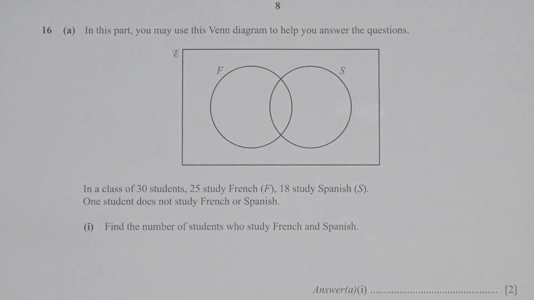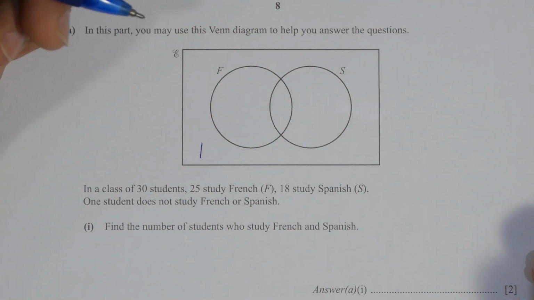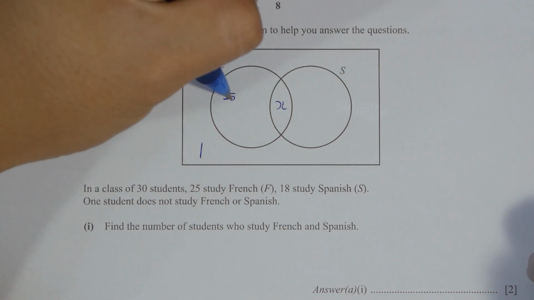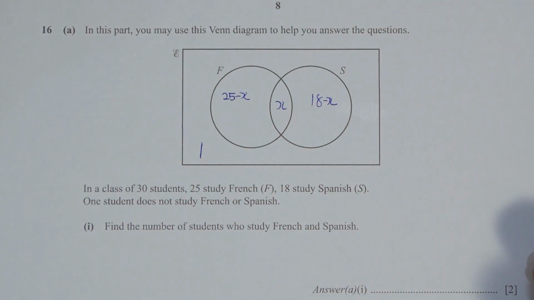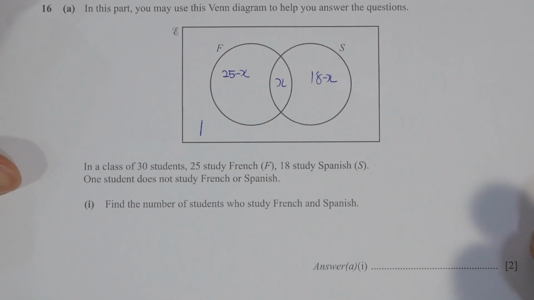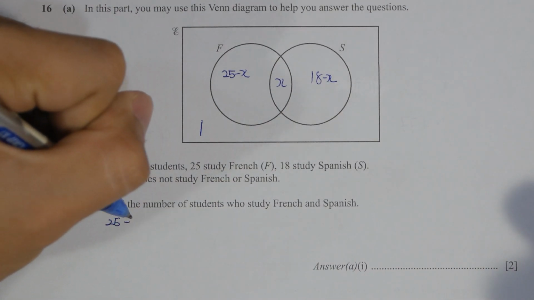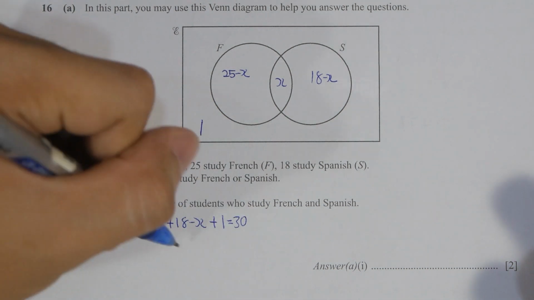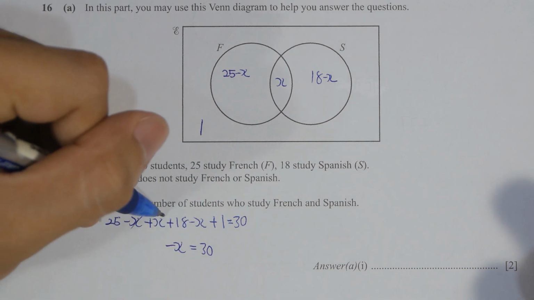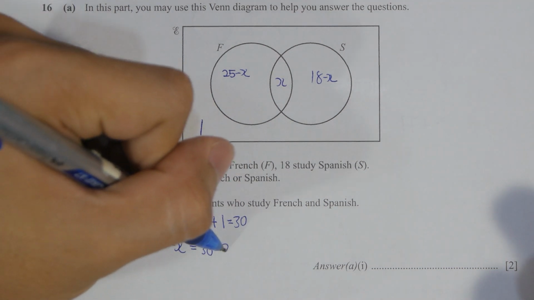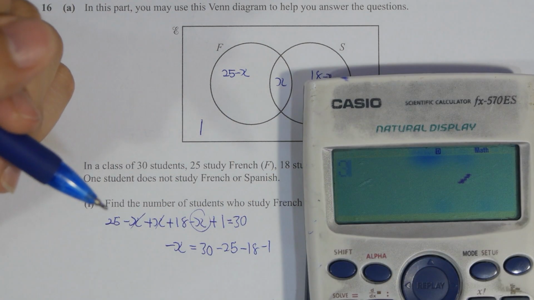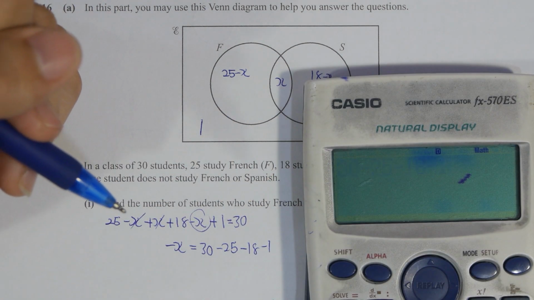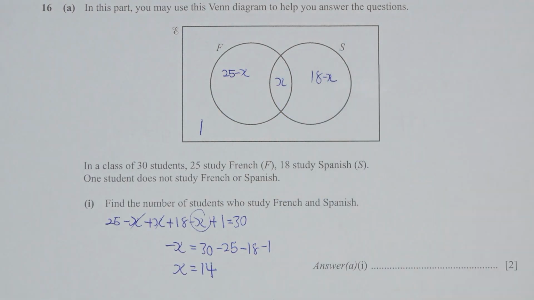Question 16 part A. Okay, so the key information that wasn't given is F intersect with S. Okay, so I set the intersection as X here. So 25 minus X will be students that study French only, and for those who study Spanish will be 18 minus X. Okay, and the ones that don't study both will be outside of the circle. Hence, adding everything up, you will get 30. So by running the calculation, the X value will actually be 14.